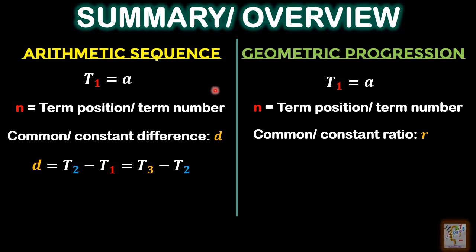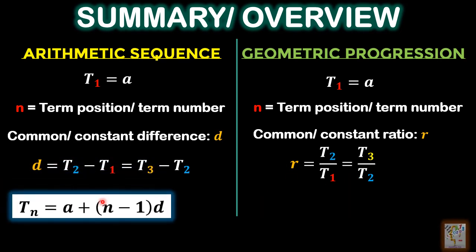So if it is arithmetic, then the difference between any 2 successive terms or consecutive terms will be the same. In geometric progression, we have r, which is found by taking term number 2 divided by term number 1, which is equal to term number 3 divided by term number 2. So the ratio of 2 successive terms.